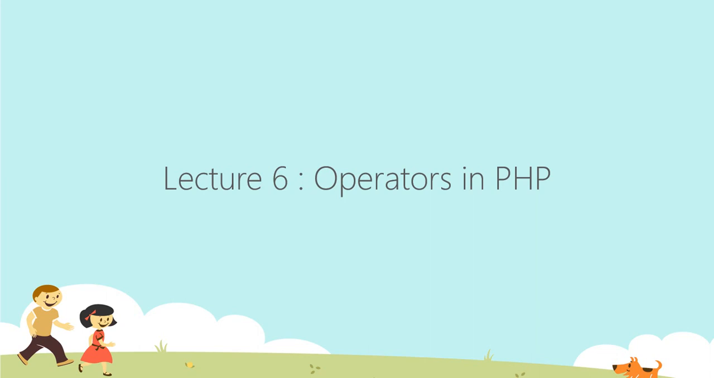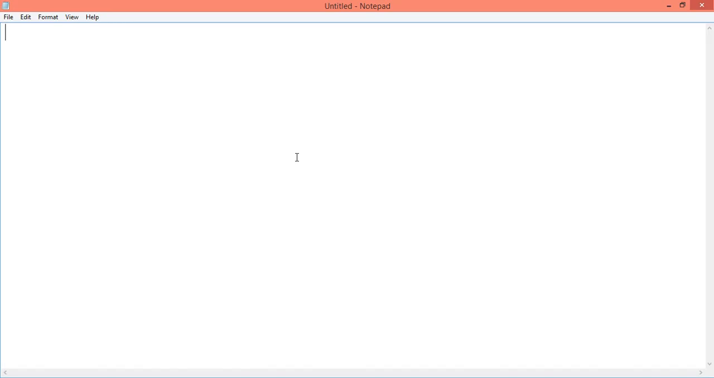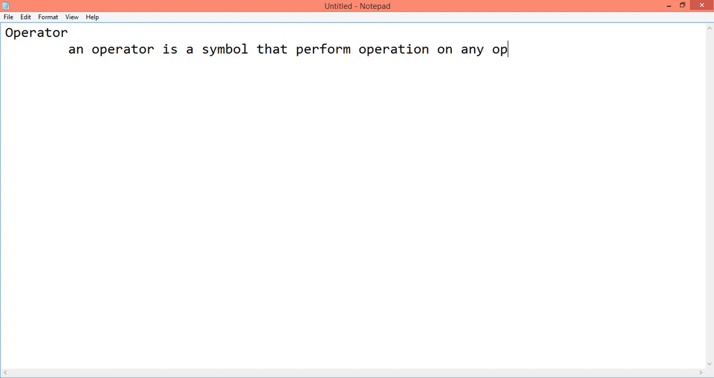So in today's lecture we will see the types of operands, operators, and the classification of these operators. Let's have a look at what we have today. Starting from the operator: what is an operator? An operator is a symbol that performs operation on any operand, and we should also know what an operand is.